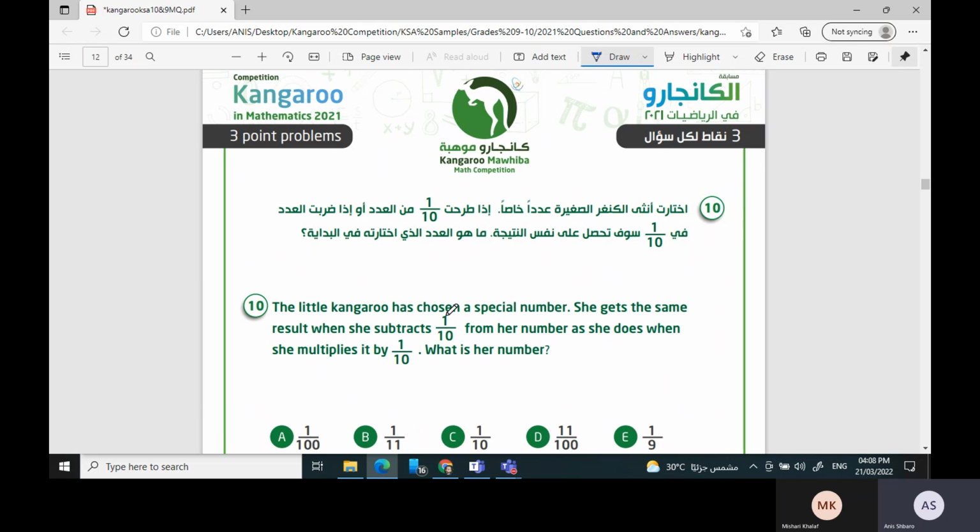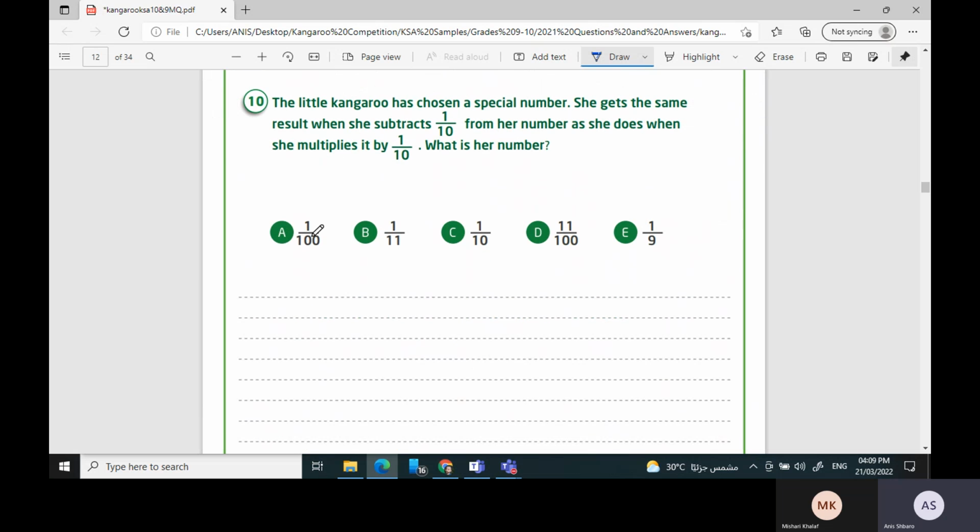This one, the little kangaroo has chosen a special number. She gets the same result when she subtracts 1 over 10 from her number as she does when she multiplies it by 1 over 10. What is her number? Of course, we can test each one alone. I can directly take off some results. So 1 over 100 is smaller than 1 over 10. So if I subtract 1 over 10 from 1 over 100, I'm going to have a negative result, which is not fine.